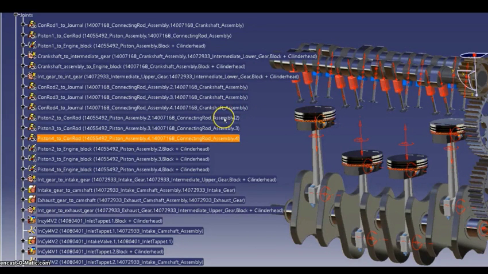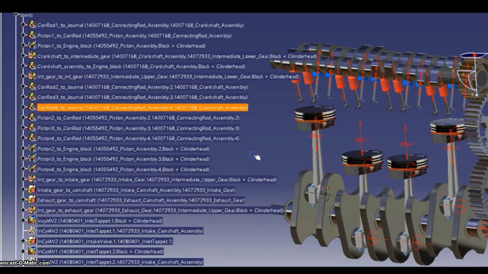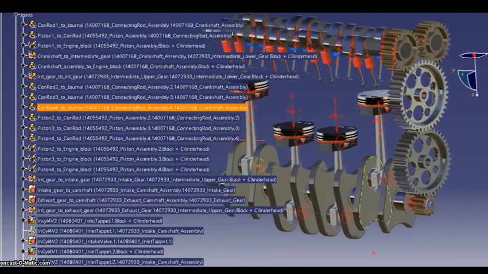The other end of the con rod is then connected to the crankshaft through a revolute joint on the journal. Another revolute joint models a connection between the crankshaft assembly and the fixed engine block.